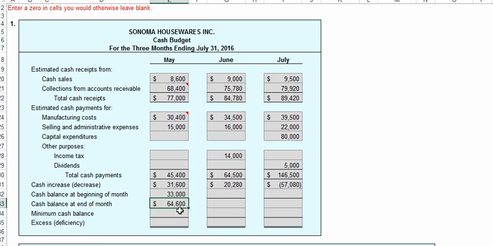Cash at the end of May becomes cash at the beginning of June, $64,600. Okay, now we want to add these two together. The increase for the month of June plus the cash balance at the beginning of June gets us to $84,880. Cash balance at the end of June becomes cash balance at the beginning of July, $84,880.